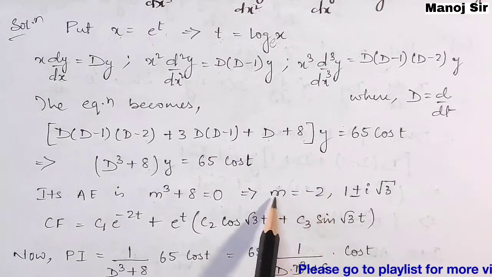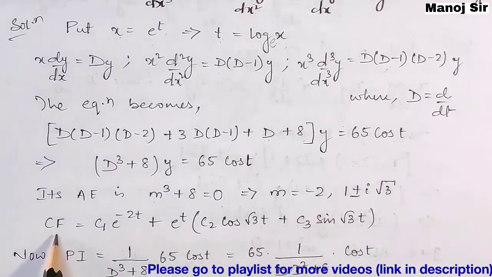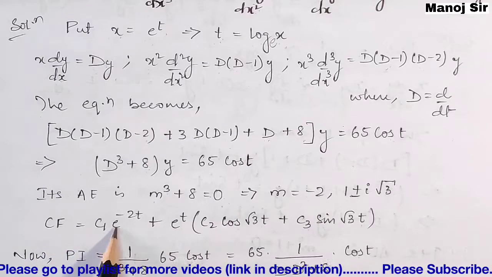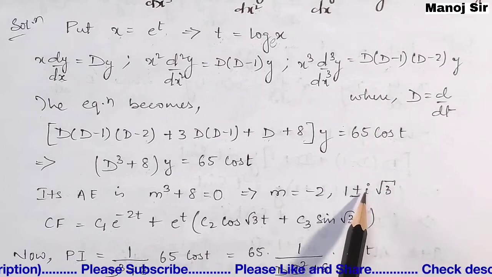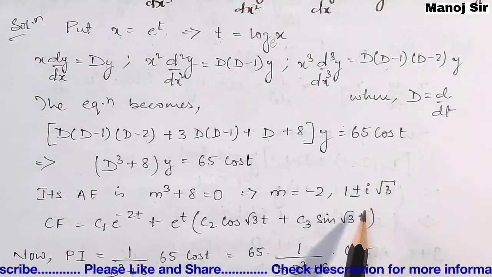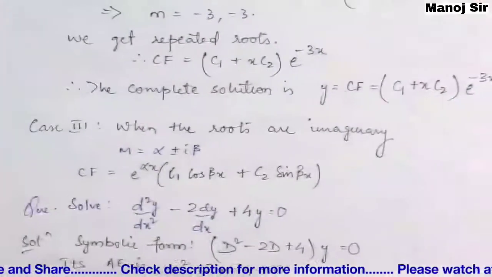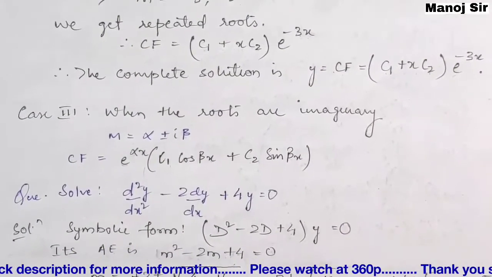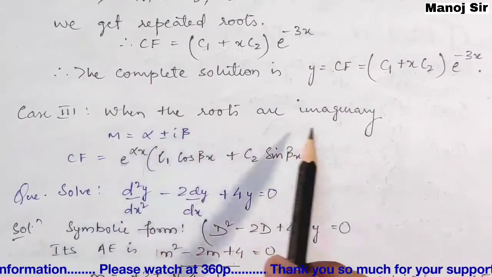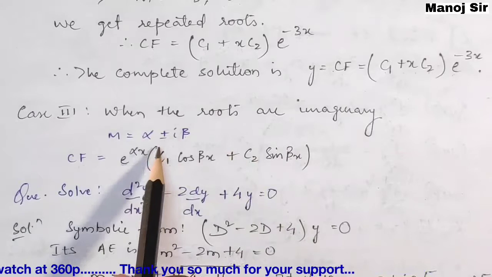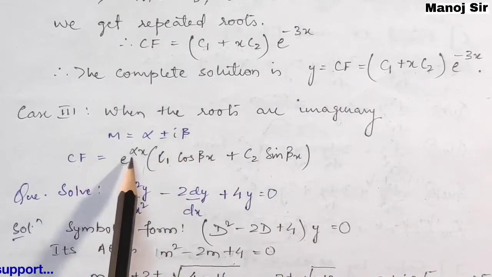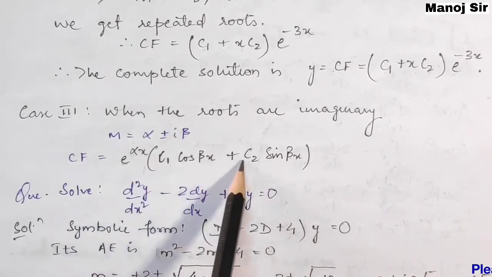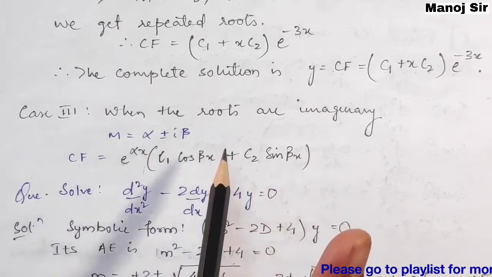Now for the root m equals minus 2, the complementary function is c1 into e to the power minus 2t. And here the roots are imaginary. So for imaginary roots, how to find the complementary function? When the roots are imaginary, that is m equals alpha plus minus i beta, the complementary function becomes e to the power alpha x, c1 cos beta x plus c2 sin beta x. I repeat this once again.